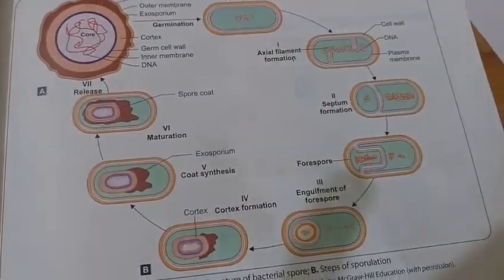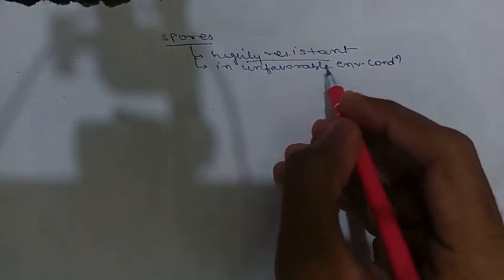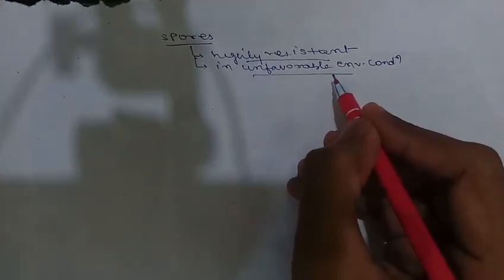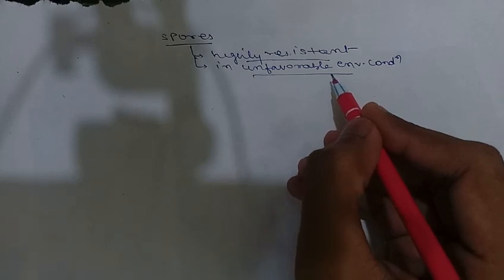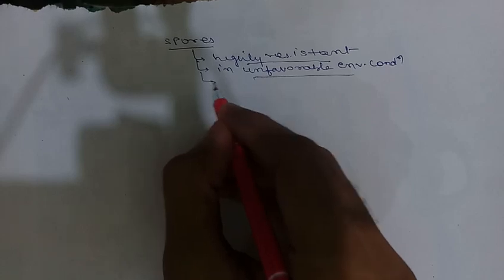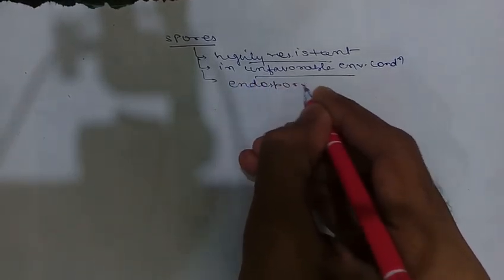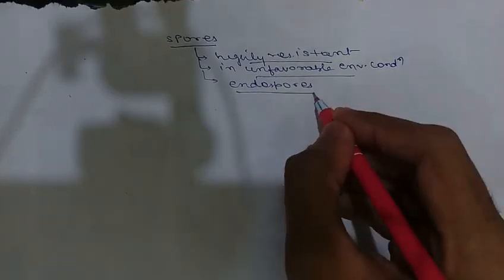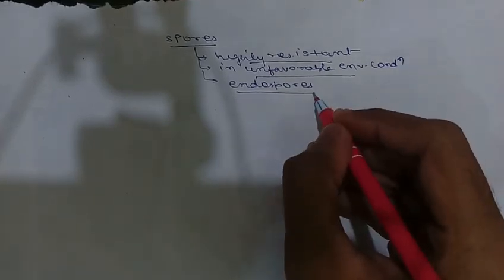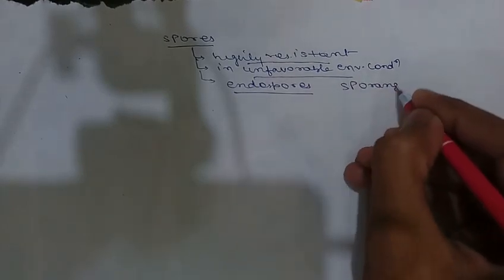Now we will move to the theoretical part. These are highly resistant structures, and they are formed in unfavorable conditions when there is a depletion of exogenous nutrients. Clear? Bacterial spores are formed within the parental cells, and are called endospores. The remaining part of the bacterium is known as the sporangium.